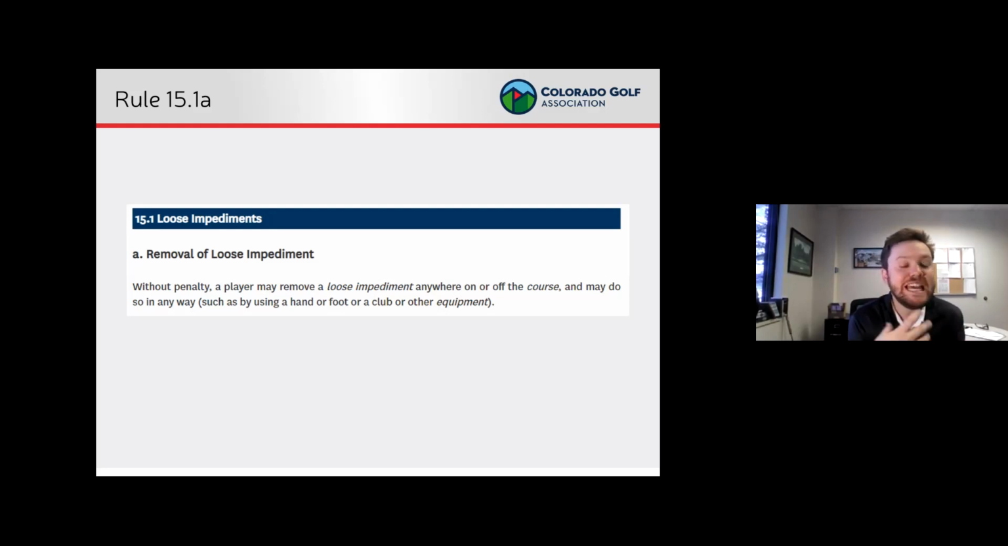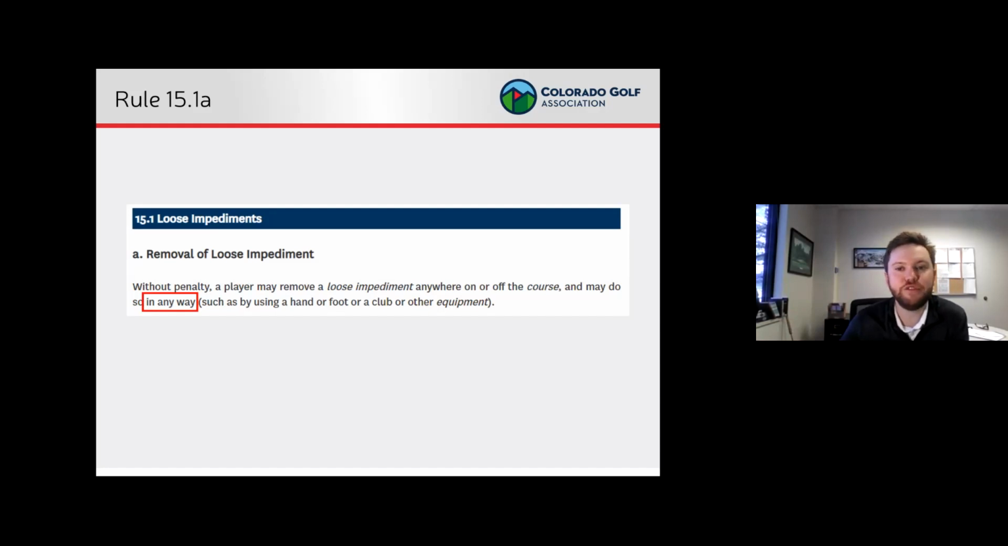It used to be in a bunker, you couldn't move a loose impediment. In a water hazard, you couldn't move a loose impediment. Now it says anywhere, carte blanche. You can move it. So if it's in front of your ball a foot or two, that's obviously not going to move your ball. You can move it. Again, we're going to zero in on what happens when the ball moves when you have a loose impediment in or around the ball or in the lie, that area where the ball is lying close to anything.